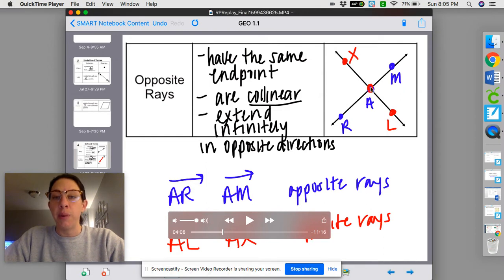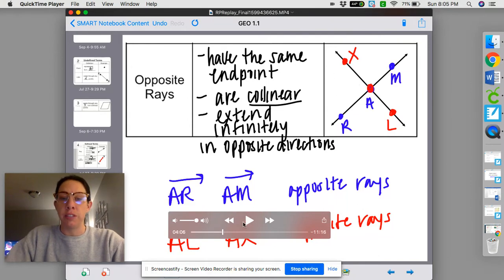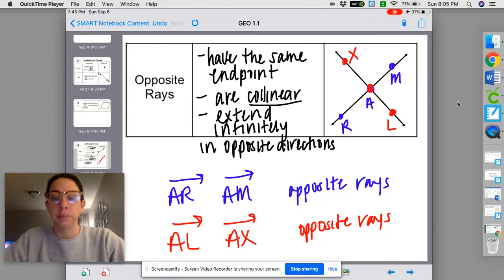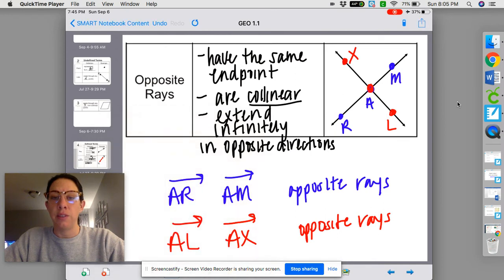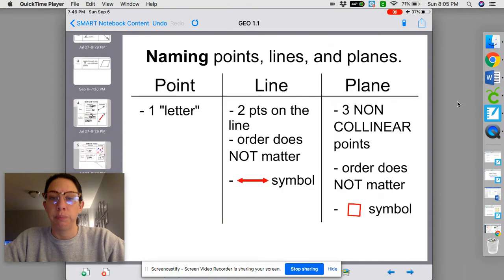They have the same endpoint, but the key is they are not collinear, which is part of the opposite ray definition. And I think I draw that in the diagram. So I show you, they do have the same endpoint, but the fact that they're not collinear rules them out from being opposite rays.